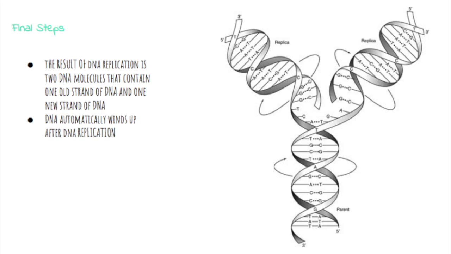So during the final steps of DNA replication, the result of DNA replication is 2 DNA molecules that contain 1 old strand of DNA and 1 new strand of DNA. This is called being semi-conservative, where it has 1 old and 1 new. After that, DNA automatically winds up itself from the replication fork and turns into the double helix structure of DNA.